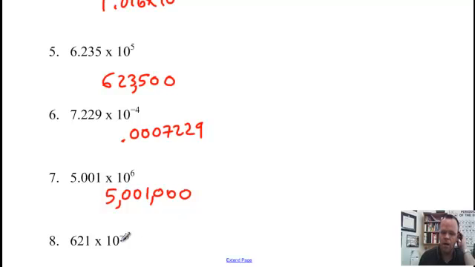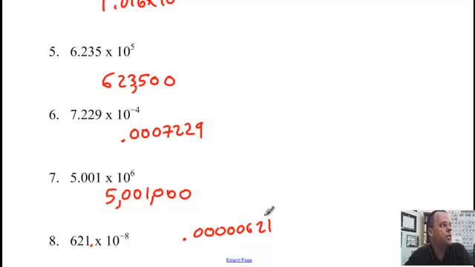In this last example, not written in very good scientific notation because it's written 621 times 10 to the negative 8th. So if the decimal place was being considered here, we want to move it 8 places to the left. So 1, 2, 3, 4, 5, 6, 7, 8. So 0.00000621.